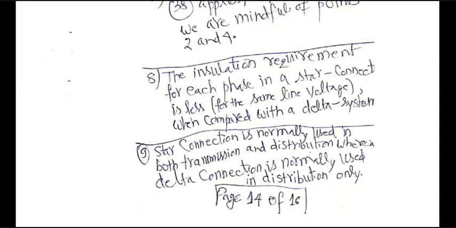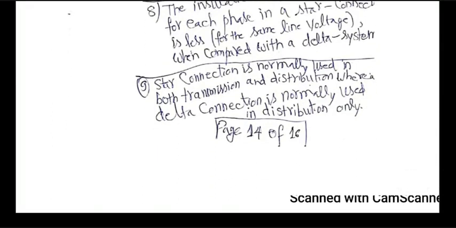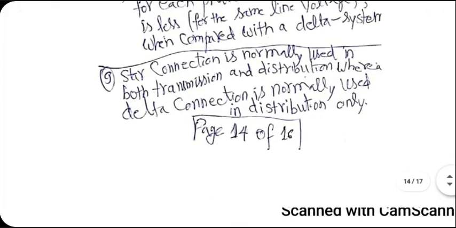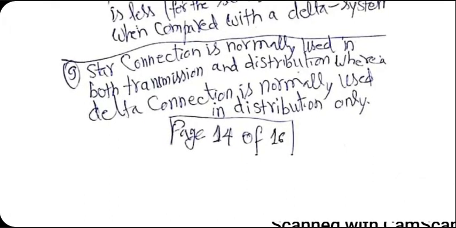So the amount of insulation you have to put around the transmission line wires, or even wires on the generator side or on the load side, will be less because lesser current is going through the wires. That's why they are saying insulation requirements are less, so cost will go down. Star connection is normally used for both transmission and distribution. Okay. And whereas delta connection is normally used for distribution.